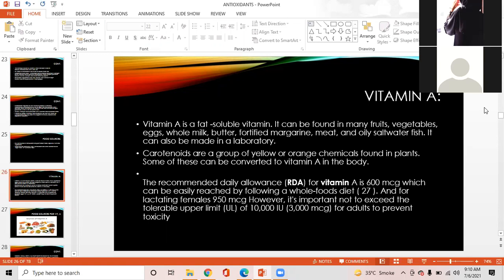Carotenoids are a group of yellow or orange chemicals found in plants. Some of these can be converted into vitamin A in the body. The recommended daily allowance for vitamin A is 600 micrograms, which can be easily reached by following a whole food diet, and for lactating females, 950 micrograms. However, it is important not to exceed the tolerable upper limit, that is 10,000 international units or 3,000 micrograms for adults, to prevent toxicity.